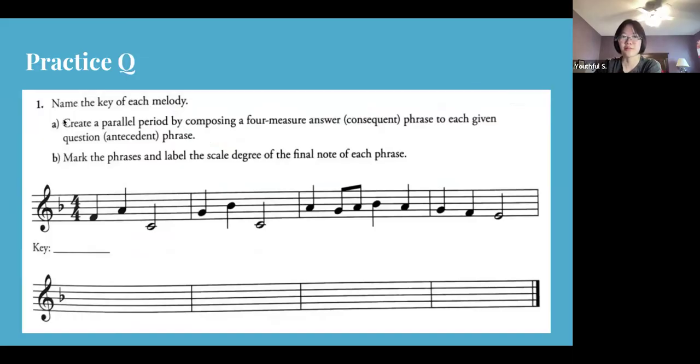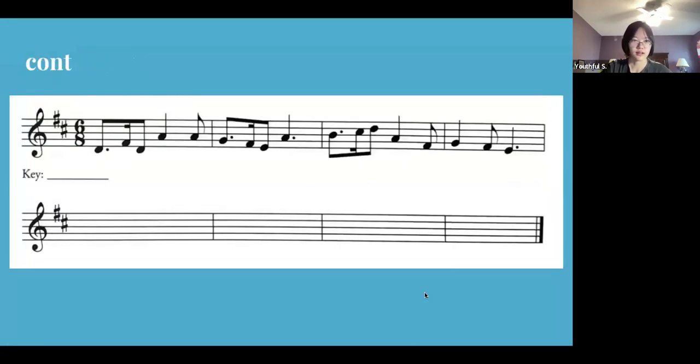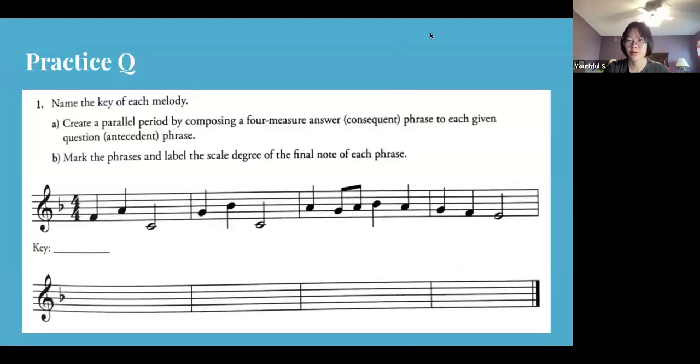Okay, who wants to compose a melody here? There's also one on the next slide, I think. Okay, so two people. Who are my two volunteers or voluntold?